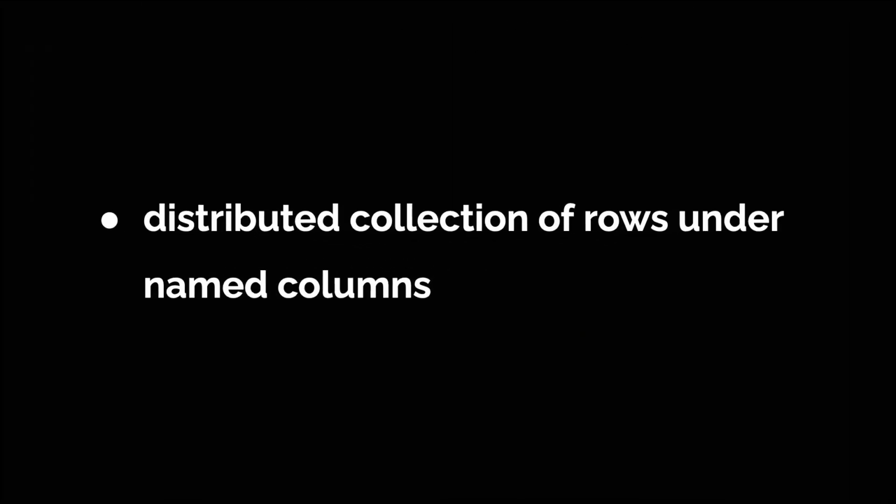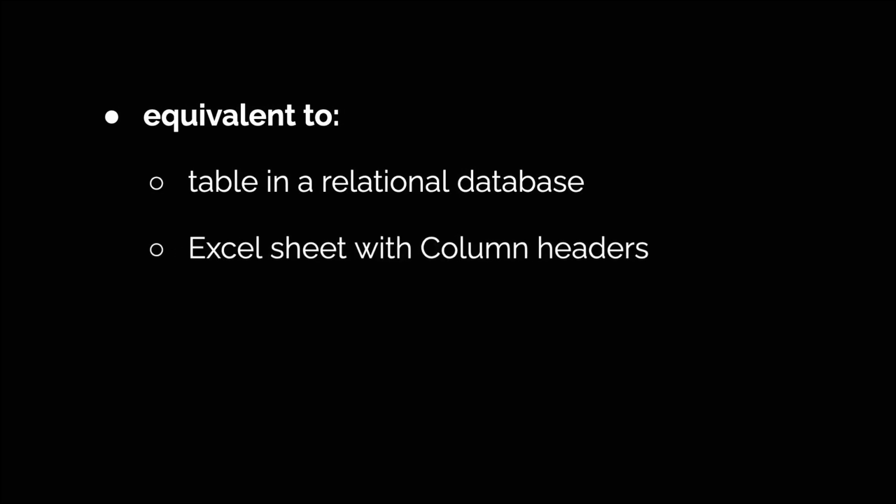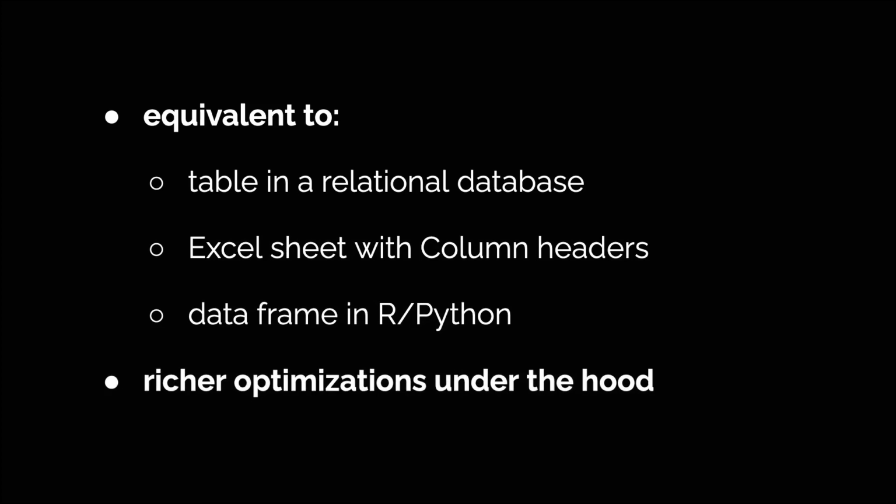A data frame is a distributed collection of rows under named columns. So you have rows and you have a header as well for each column. And each column represents a different property of the row, which represents an item. This may sound familiar to you if you've ever worked with data before, because this is the equivalent of a table in a relational database, as well as an Excel sheet with column headers. And a data frame is equivalent to a data frame in R or Python, if you've ever worked with those.